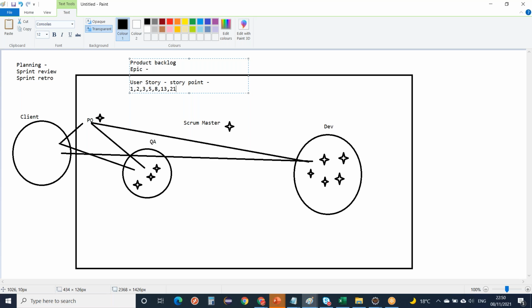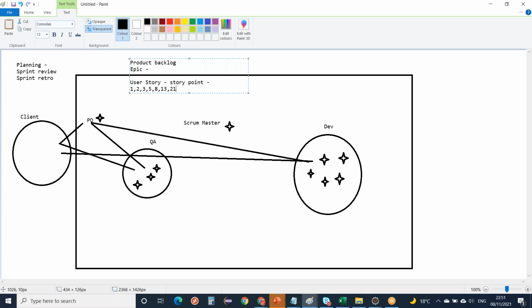Product backlog: all the features of the product are included in the product backlog. What is the epic? It's the root of all the user stories. A collection of user stories is an epic, and then the epic is divided into user stories, and all user stories come under the epic.